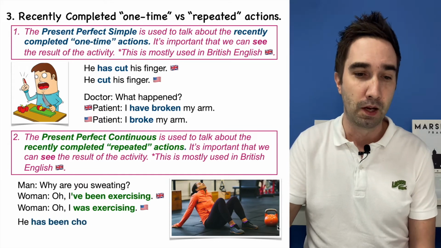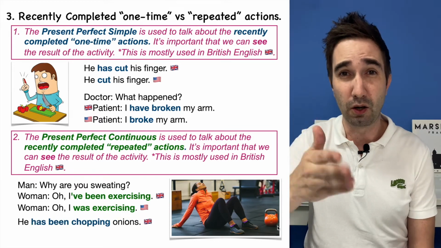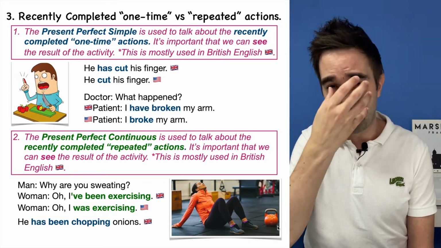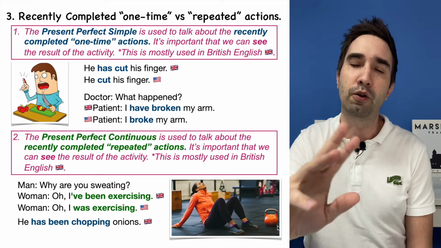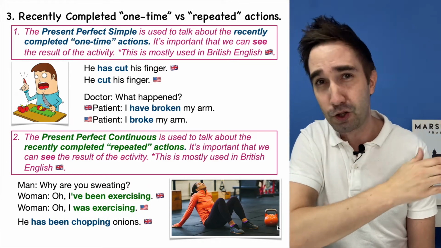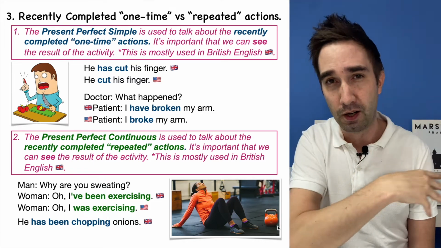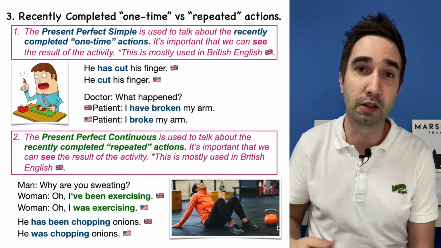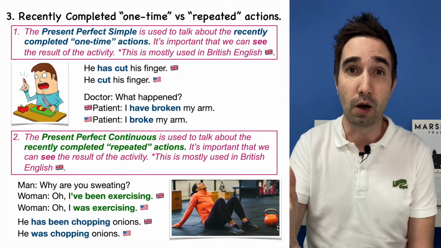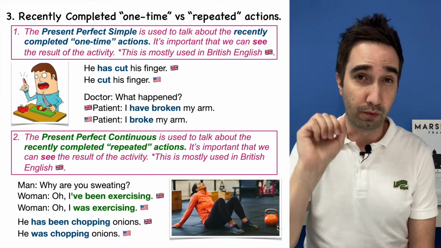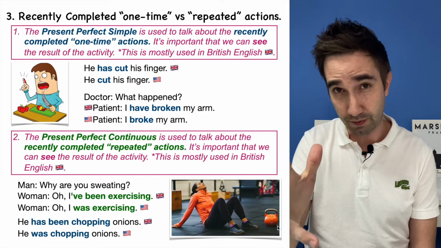Don't worry about it. And just one more example. Maybe there's a bunch of onions on the table. There's a knife. The man is crying. Why is he crying? Oh, no, it's okay. He has been chopping onions. It's a repeated action, and it was in the past, and it's just finished. We can see the onions, everything. But American English, he was chopping onions. So there you go. 3 rules, 3 reasons why we use present perfect simple and present perfect continuous.